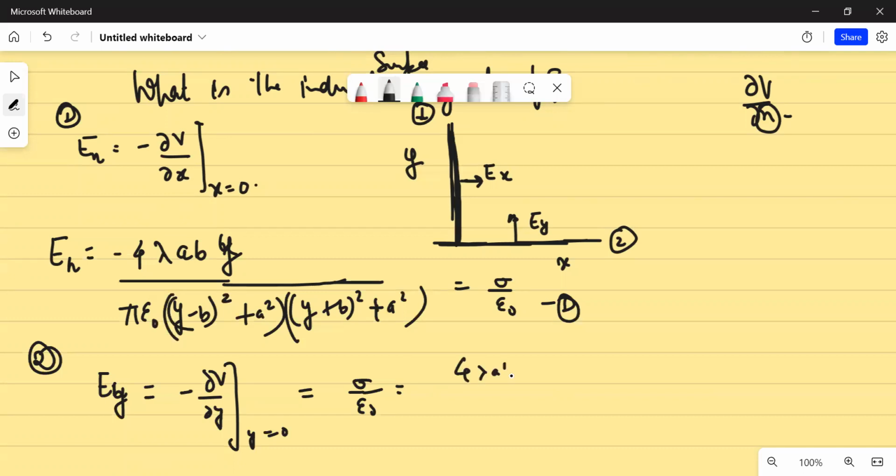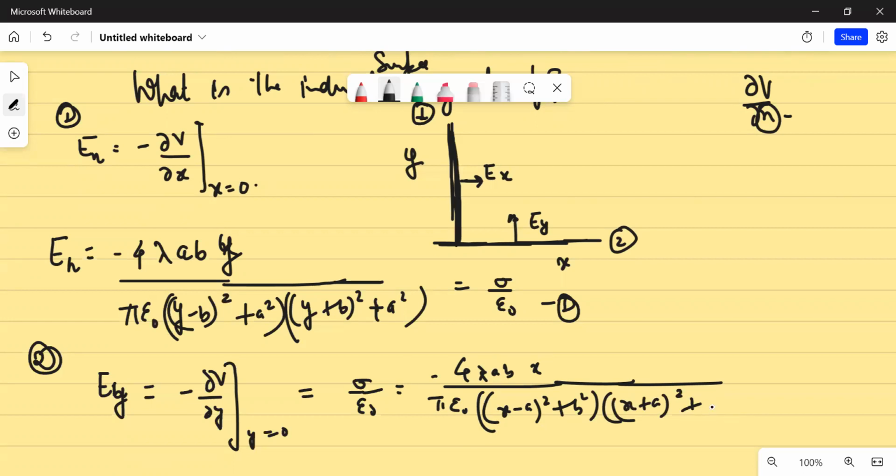You will get, I think, 4 lambda ab, similar things, but x will come in place of y and y will come in place of x. This will be pi epsilon naught. There would be a negative over here. And this will be x minus a whole square plus b square, and then x plus a whole square, and this is something I'm leaving to you to verify. Okay, is that clear? So this is your 2.